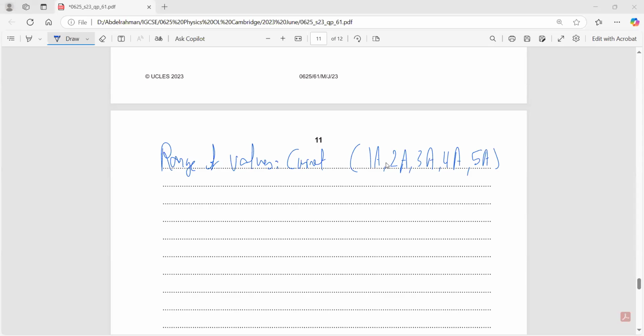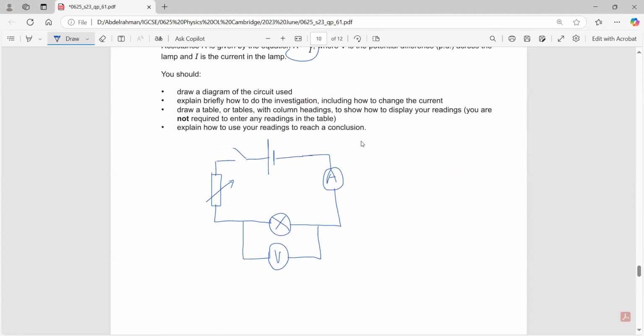And then, do I need to state the controlled variables? He didn't say so. He said draw the diagram, explain briefly the steps, draw a table, explain how to find the conclusion. So he didn't state clearly whether I need to write down any controlled variables or not. I don't need to write down the controlled variables or the apparatuses. Can I just go on and state the steps? How can I conduct this experiment?